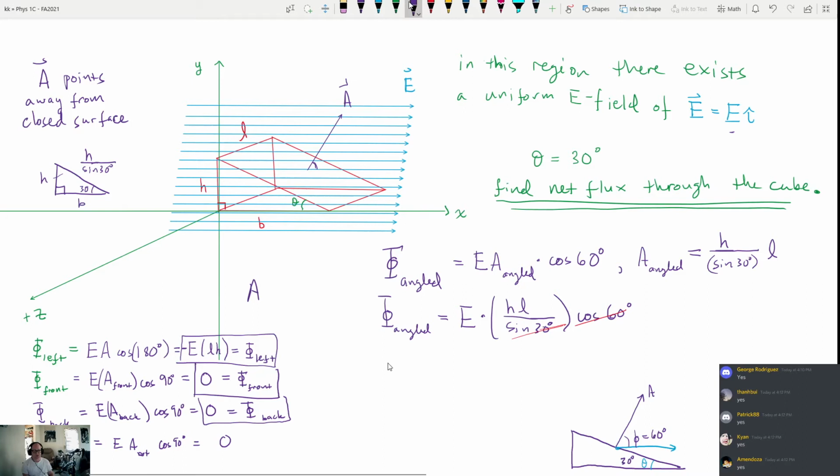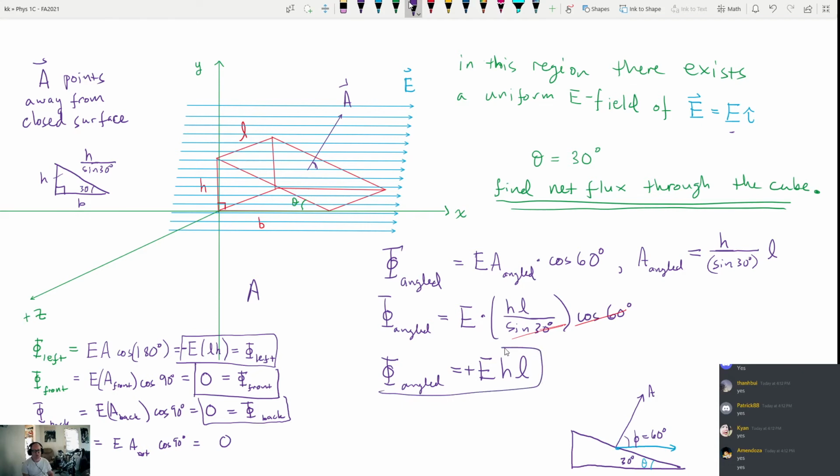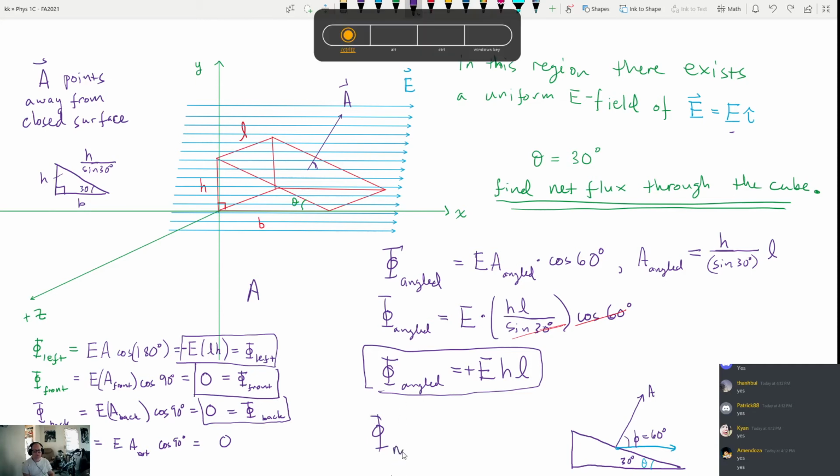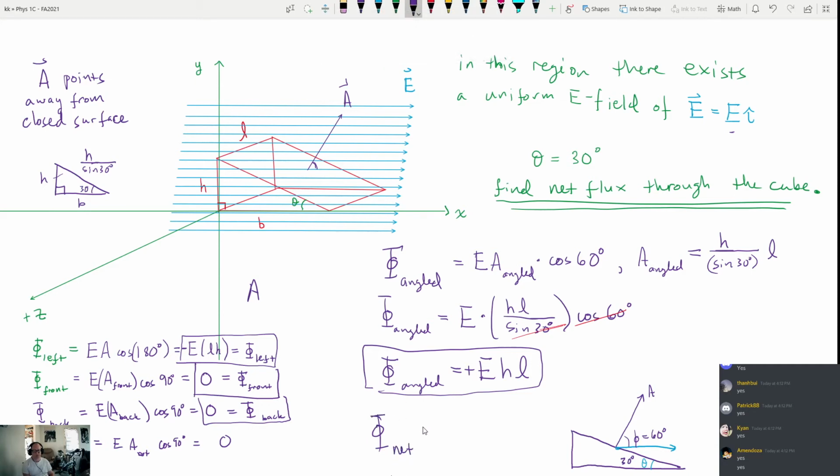So it turns out that the flux through the angled surface is equal to E times H times L. Positive. Which means the net flux is equal to what? If I want to add up all the fluxes, they're scalars after all, we can just directly add them. The net flux is equal to negative E times L times H, plus E times H times L, plus 0 plus 0 plus 0. So this is also 0. The net flux is 0.